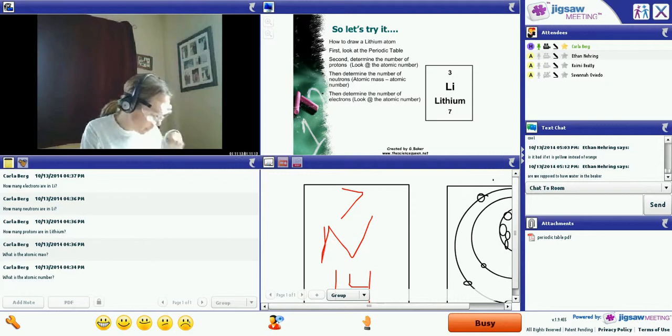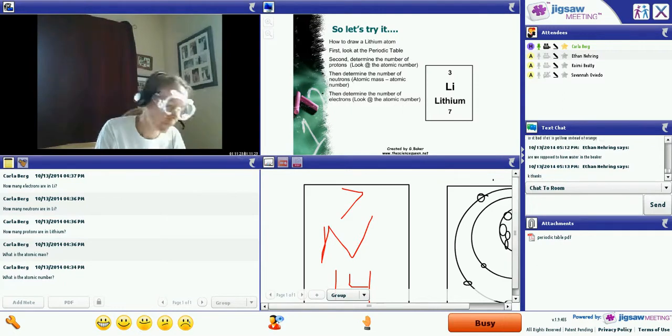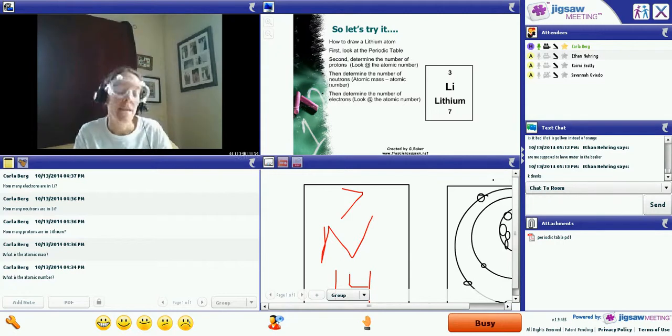The water in the beaker, Ethan, is just to rinse your toothpick. You don't need any water other than rinsing your toothpick. Okay, so now we are letting everything sit.